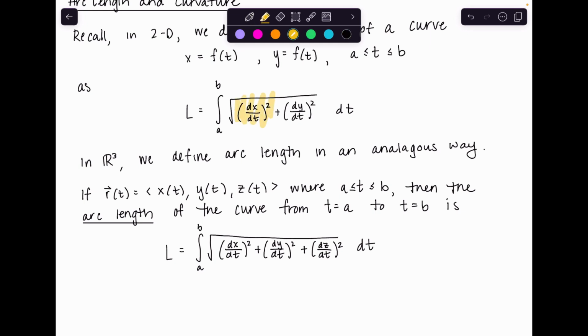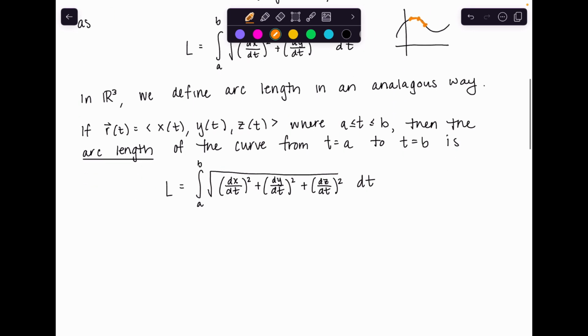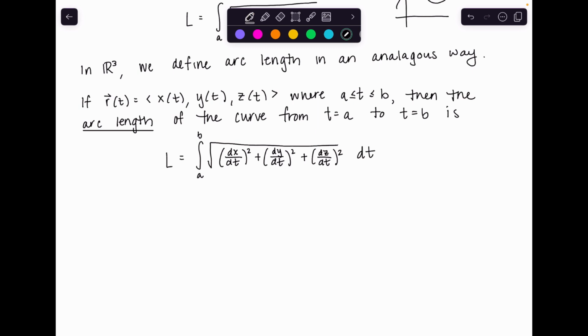And if you aren't 100% sure where this came from, again, it just comes from the distance formula when you broke down trying to add up something that had curves to it. So essentially the process was we had this curve in 2D. We broke this up into straight line segments. We approximated those using the distance formula, added them up, let the number of segments approach infinity, and it turned into this integral.